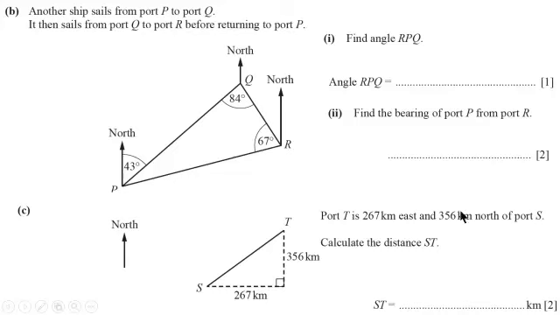B, another ship sails from port P to port Q and then to R, and so on. We have a triangle now. Find angle RPQ.